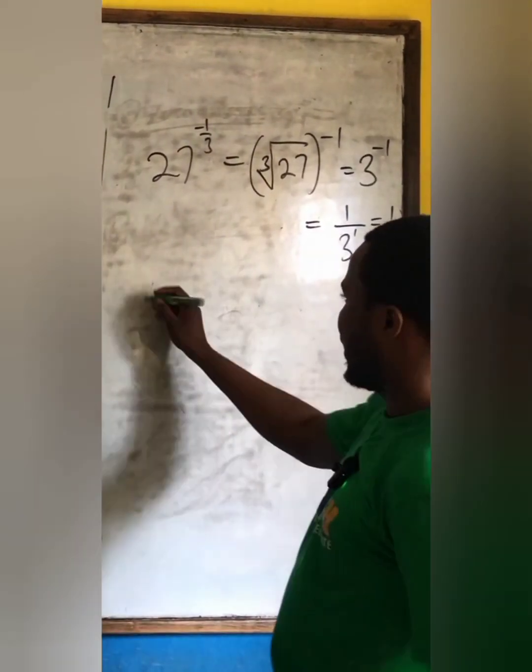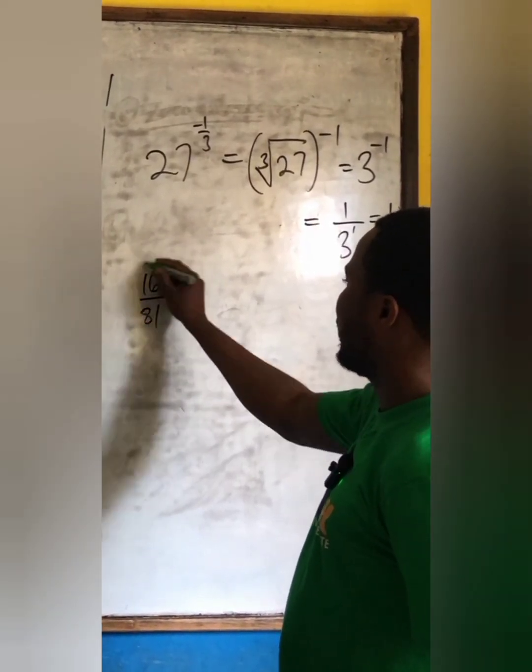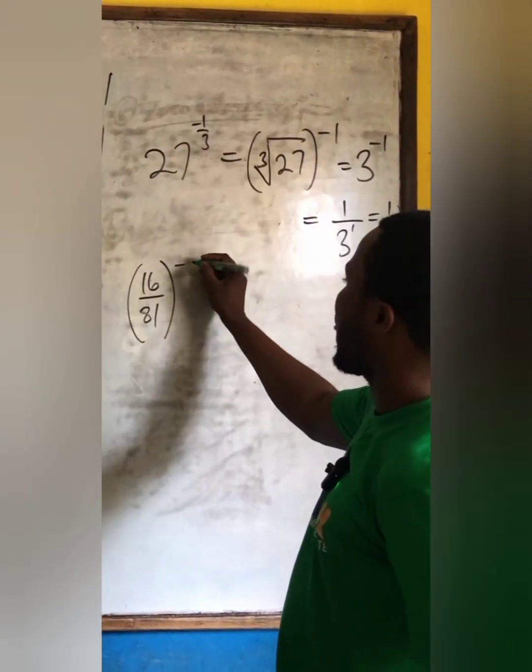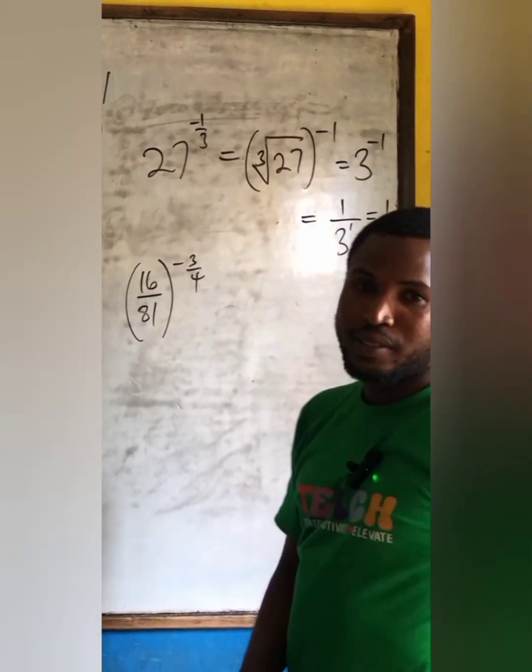So I'll give you this as an assignment. You can just try this. 16 over 81 raised to power minus 3 over 4. Okay. You can try this. All right.